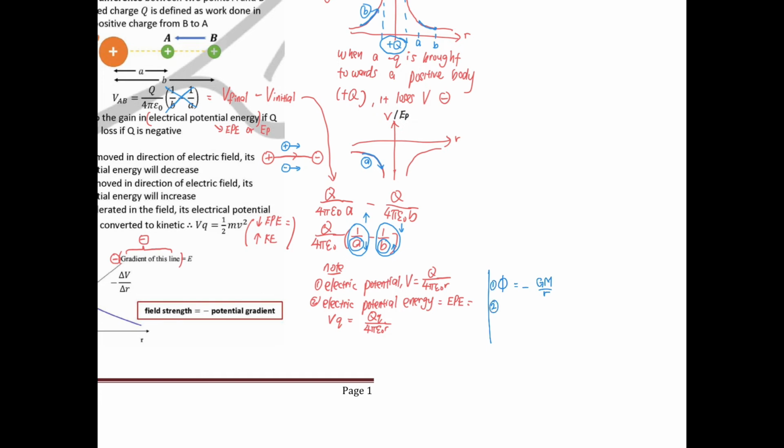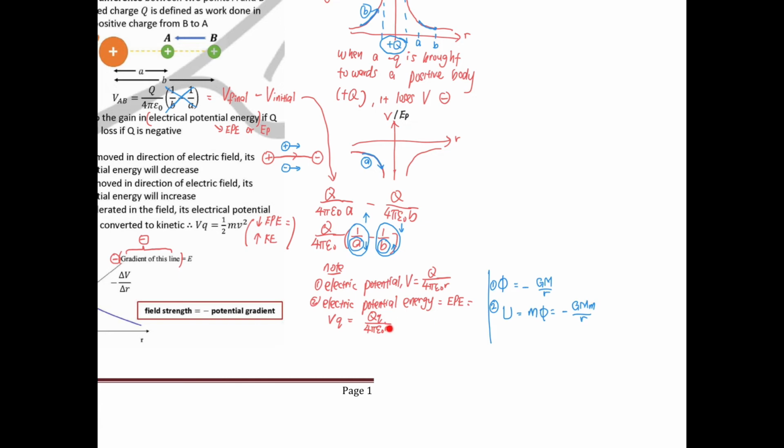Gravitational potential energy, we use U. It is actually m phi, which is equal to negative G M m over r. So you will realize they are similar. They are similar in this sense where you have to take the charges and multiply. Here you take the masses and multiply.